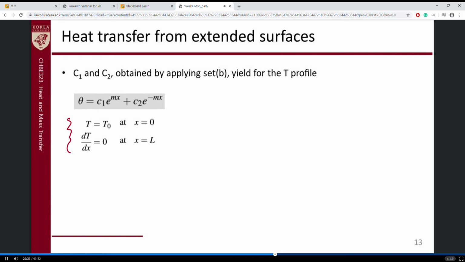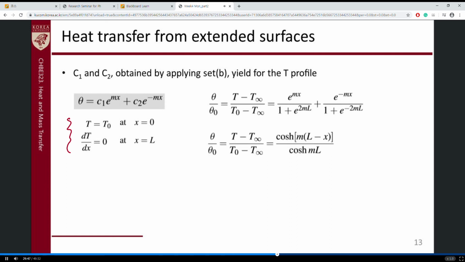When t equals t0, x equals 0. In these cases, the gradient of t was 0 at x equals L. Right? Then we can get these values, either these values and these values.